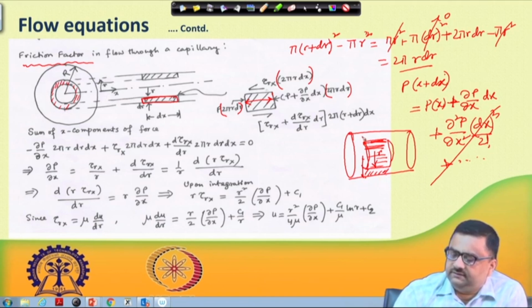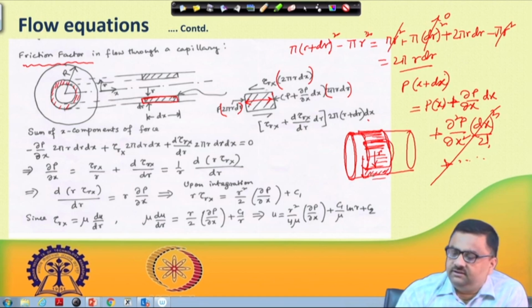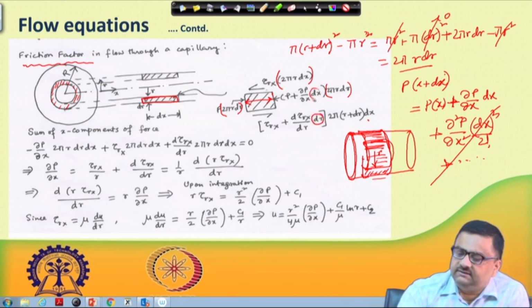So, this is 2 pi (r plus dr) dx. This is the outer layer you have. So, 2 pi (r plus dr) dx is the area, and this time it is tau r x, the shear stress at the inner wall, and here it is tau r x plus d tau r x by dr. Again you are taking the Taylor series expansion of this tau and ignoring the higher order terms, assuming that tau is linear over this small distance dr. So, in this case this is dr and in this case this is dx.